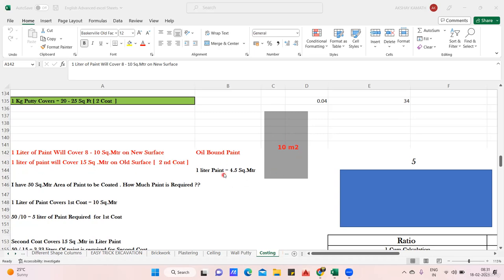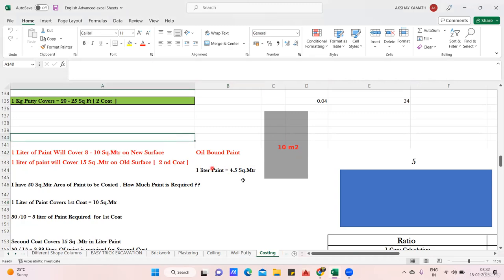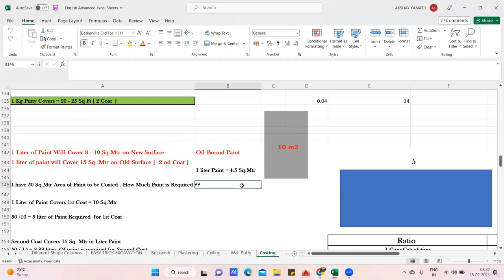In one of my lectures, I told you 1 liter of paint will cover 4.5 square meter also. Again, these are thumb rules which people follow. Nothing is wrong, everything is correct. If you say 8 to 10 square meter, it is good. Even a few people take 1 liter of paint as 4.5 square meter, which is also correct. There won't be much difference in the calculation.